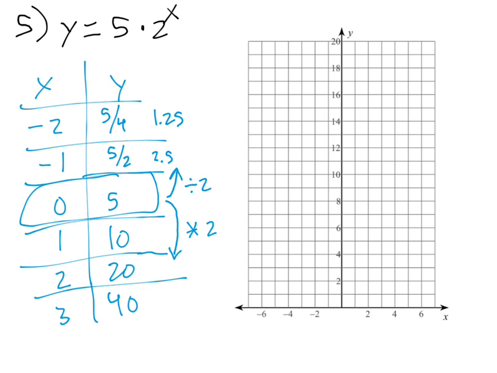Each row of our table makes a point. This is the point 0, 5. So I'm going to go 0, 5, put a dot. This is the point 1, 10. So I go 1, 10, put a dot. And then I got the point 2, 20, which is way up here. And if I go on the left side, I got negative 1, 2.5, which is here.